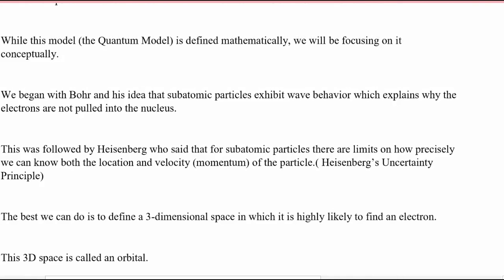Okay, so we started out with the Bohr model, and the part of the Bohr model that we're going to keep in this new model is his idea that the electrons can only be at certain places or certain energies in order to maintain their orbits and to continue around the nucleus without being pulled into the nucleus.